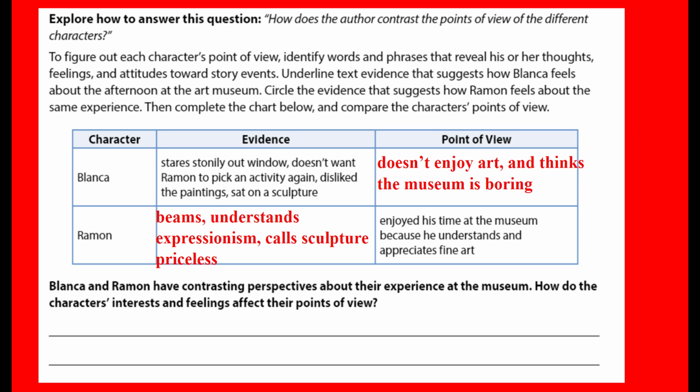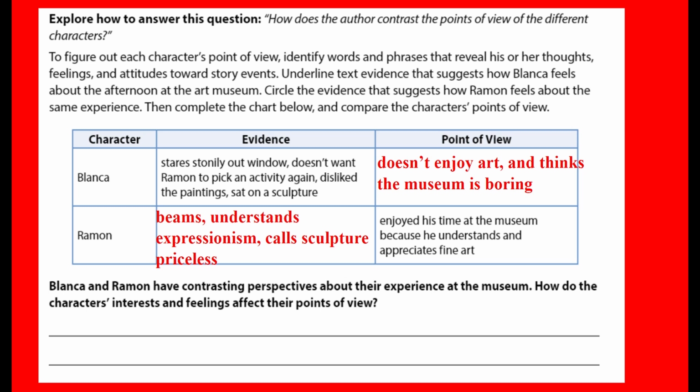So, Blanca and Raymond have contrasting perspectives about their experience at the museum. How do the characters' interests and feelings affect their point of view? So, based on what we just filled out in the chart, we already know that they have contrasting perspectives, right? So, we know Blanca did not enjoy the trip to the museum. She hated it. Raymond, on the other hand, loved it, right? Because he likes art and he's excited about that. So, those two perspectives are very different, right? They're contrasting. So now we have to figure out how the character's personal interests and feelings affect their point of view or their particular way of looking at the situation that they're in.